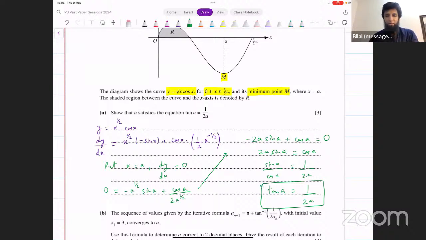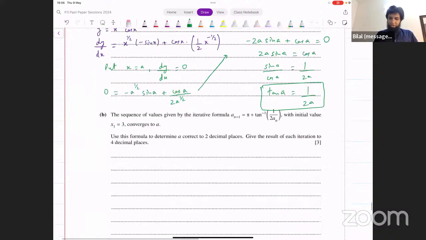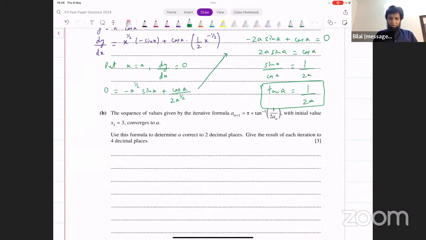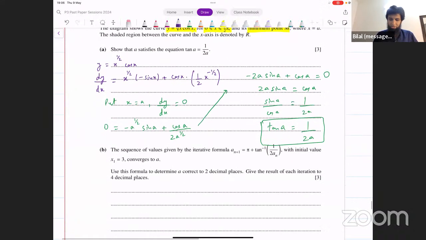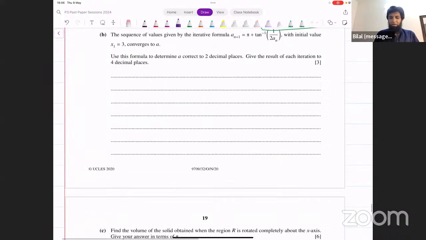That's the first part. Now, the second part is just using this iterative formula. You can do that, right? Make sure your calculator is in radian mode. And yeah, just use the iterative formula. Iterations should be rounded off to 4 decimal places. Final answer should be rounded off to 2 decimal places. The last decimal should be properly rounded off. Make sure that you take care of that, okay?